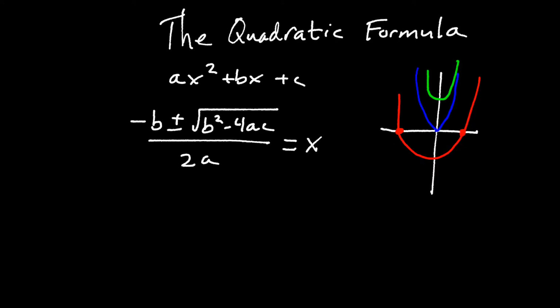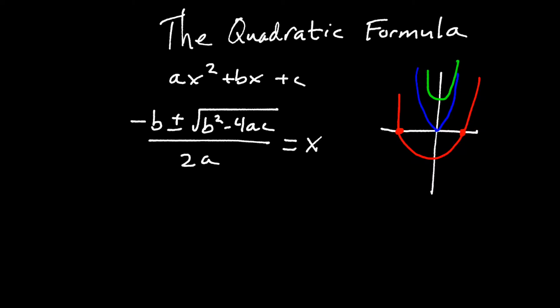In this video, we are going to talk about the quadratic formula, which comes from the standard form quadratic equation of ax squared plus bx plus c. And the quadratic formula is this big formula right here: the opposite of b plus or minus the square root of b squared minus 4ac all over 2a equals x.